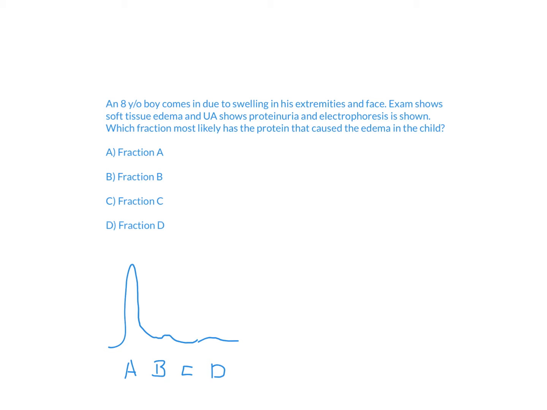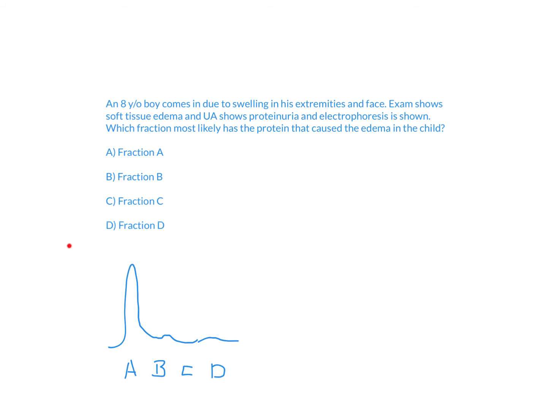An 8-year-old boy comes in due to swelling in his extremities and face. Exam shows soft tissue edema, and urinalysis shows proteinuria and electrophoresis. Which fraction most likely has the protein that caused the edema in this child?